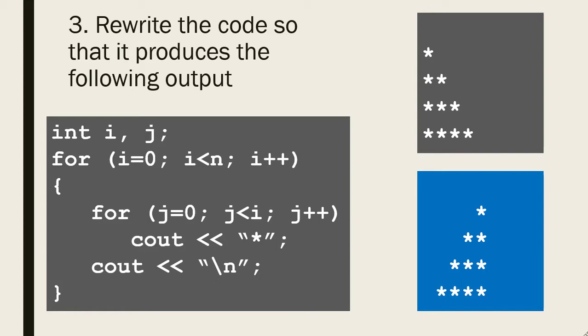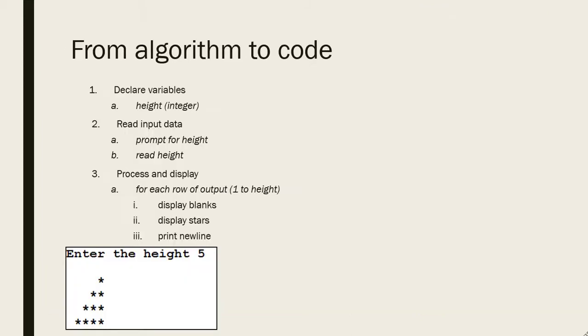Well, the way to pull that off would be to print not just stars, but also spaces. And so you can see in this algorithm, down at step 3, when it comes to processing, we're going to print a bunch of blanks, a bunch of spaces first, and then a bunch of stars. The number of spaces we print will start out with a lot, 5 spaces, and then only 4, and then only 3, and then only 2, and then only 1. The number of stars we print will increase, 0, 1, 2, 3.